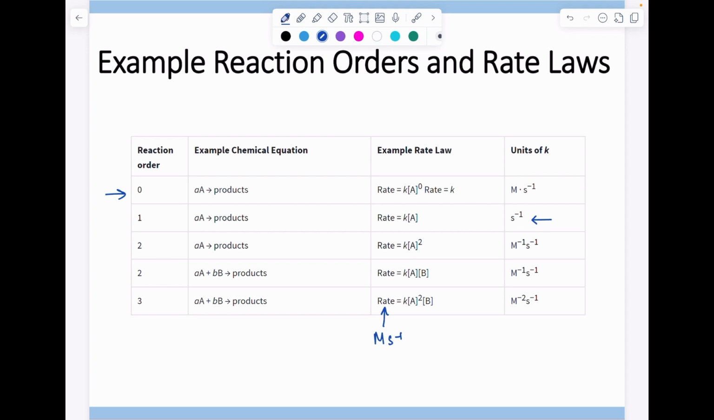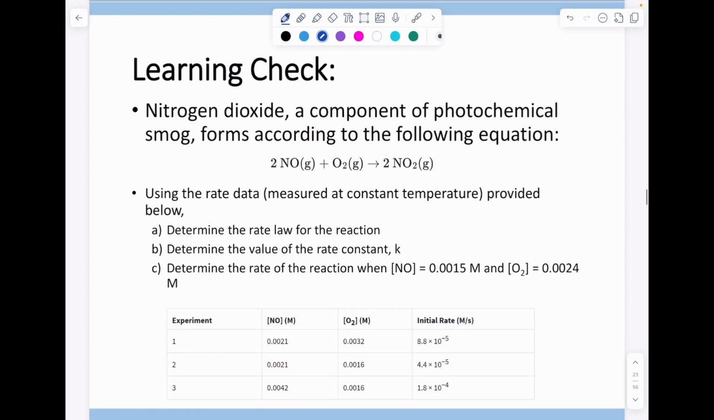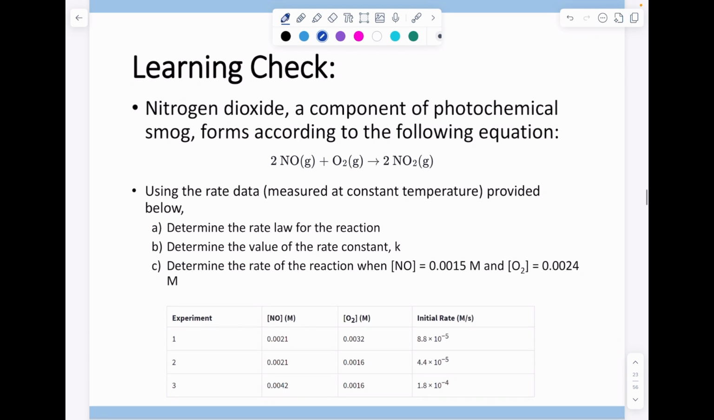So the next few slides are this learning check, and I'm going to go through them, but you should try to do this on your own, or maybe watch a little bit to get started and then try to work through it on your own. This is similar to the learning check that was just done. We just have a different reaction. We've got real reagents and products, and we're going to find the rate law, the rate constant, and then determine the rate for certain concentrations.